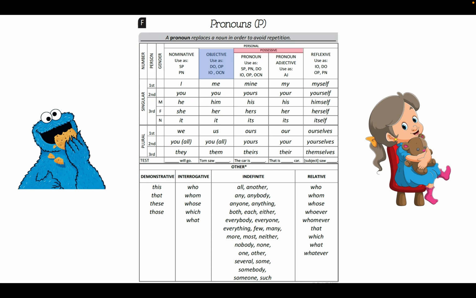And then we have possessive pronoun adjectives. So this can get tricky when you're labeling your sentences because these are pronouns, but they're acting as an adjective. So these are my, your, his, her, its, our, your, their. And they're going to come in front of a noun. So it could be my teddy bear, her book, your shirt, things like that. And the test is that is blank's car.